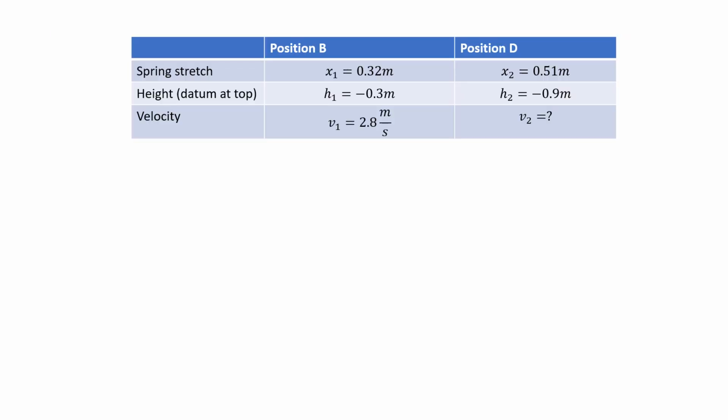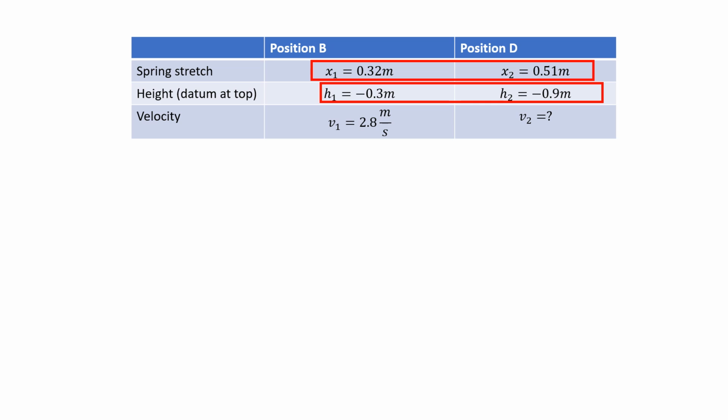So at the last part, you're given the spring stretch at position B and position D. You're then given the height relative to the top and the velocity. Now, you could do whatever you wanted with the height. You could define it at the bottom. You could do it however you want to. I did it this way. It's just easier. Velocity at the beginning, 2.8 meters per second. And your only unknown is the final velocity of the system.